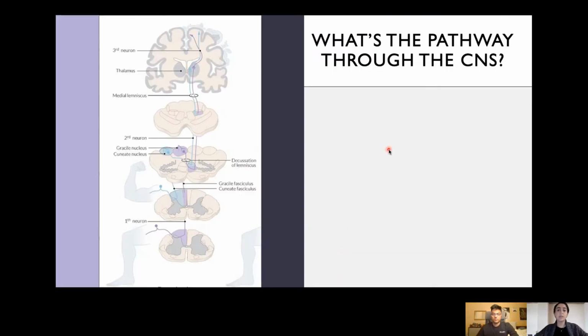Great. So what's the pathway through the CNS? What differentiates the lemniscal tract from all the other ascending tracts is the fact that the first order neuron, the neuron that enters the spinal cord, will start ascending up to the medulla on the same side. So does it enter from the right side? It will go up on the right side of the medulla. And it is completely uninterrupted until this point.